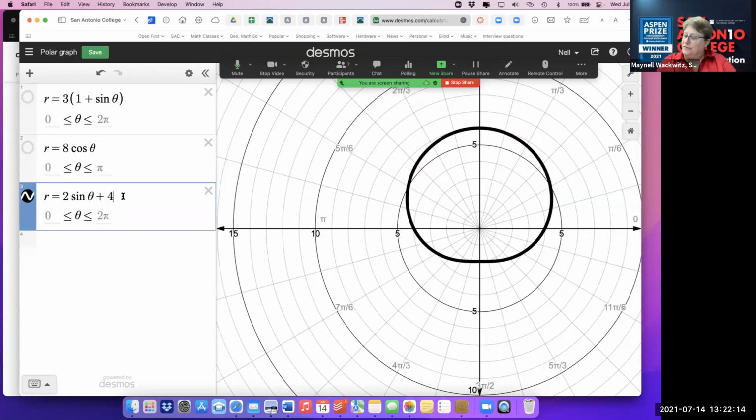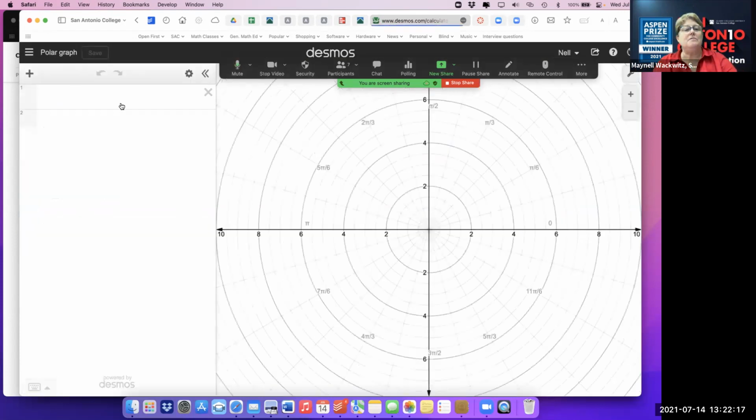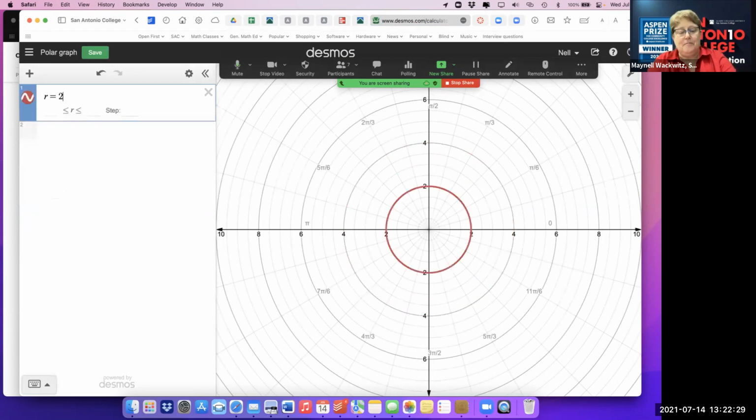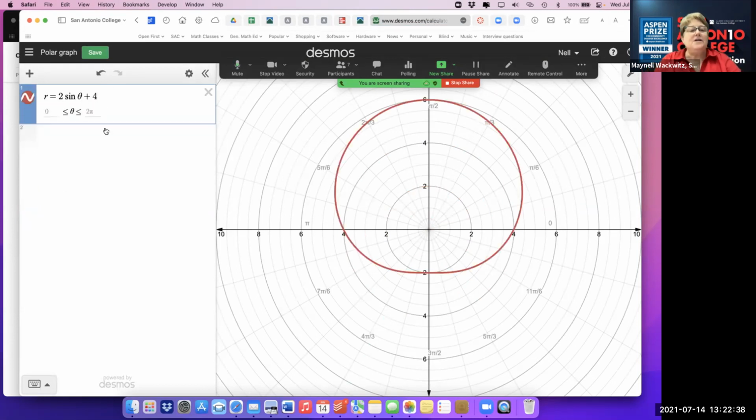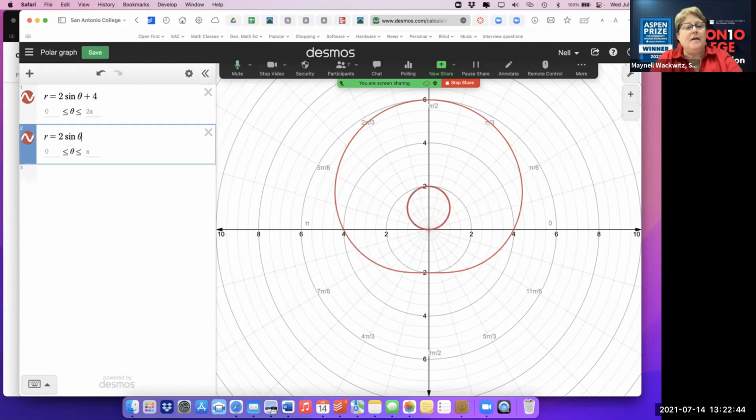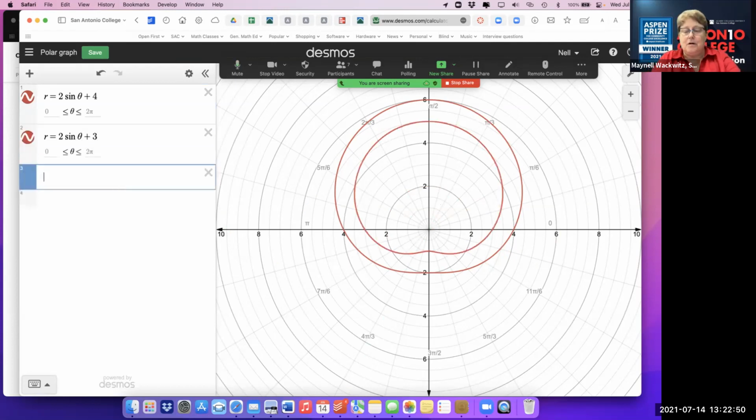If I make this number, the 4, a little bit smaller, oops, where did I go? Oh, it's my thing refreshed. Okay, all right, so if we go back, we have, what did we graph for? No, 2 theta plus 4. Let's try R equals 2 sine theta plus 3. We're getting, the dip is bigger. Let's do R equals 2 sine theta plus 1. Now it flips.